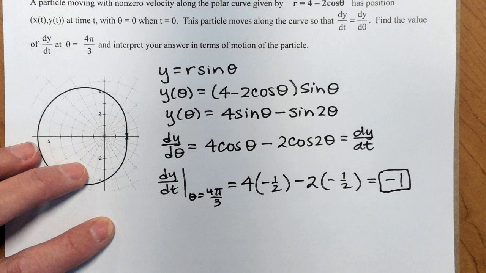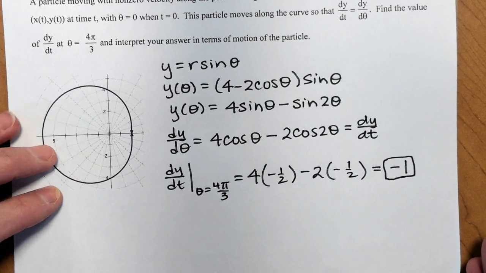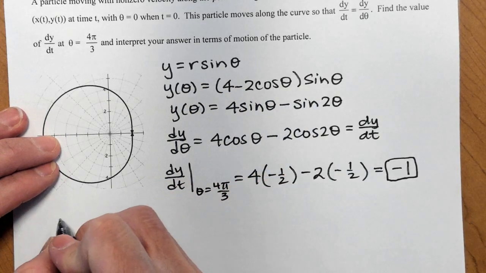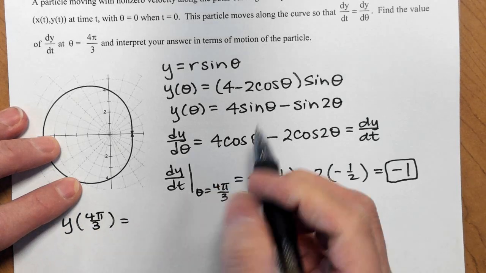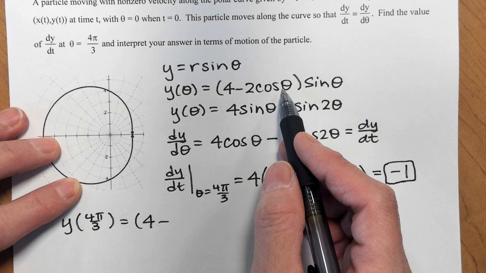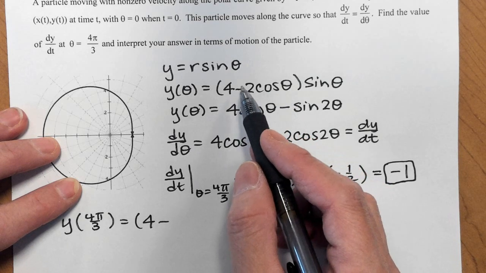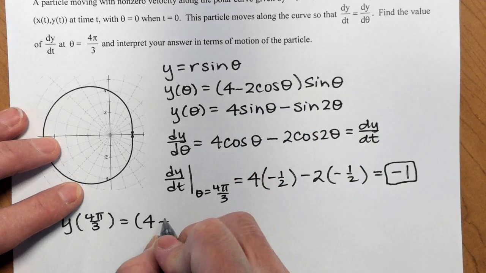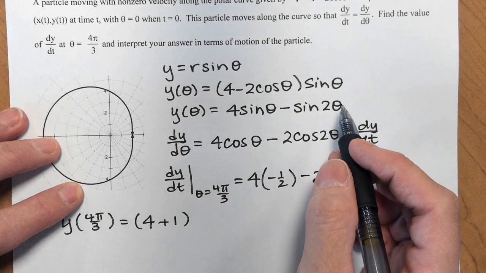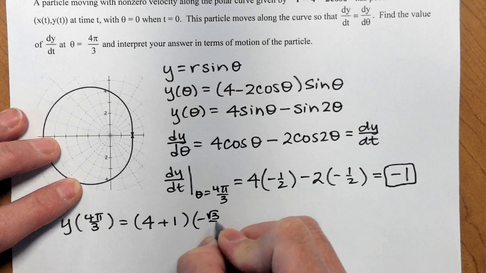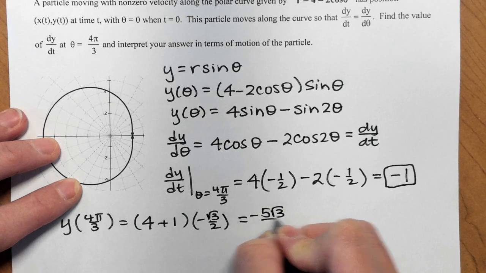So to interpret my motion, I need both a dy/dt and a y value. I need to know if y is positive or negative. So remember that y is r sin θ, or (4 minus 2 cos θ) sin θ. So y at 4π/3 is going to be 4 minus 2 times the cosine of 4π/3, which we already said is negative 1/2. So this is going to be 4 minus 2 times negative 1/2, which is 4 plus 1, times the sine of 4π/3, and the sine of 4π/3 is negative root 3 over 2. So this is negative 5 root 3 over 2.